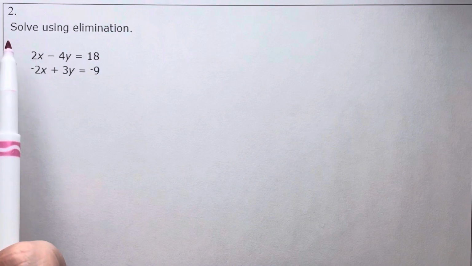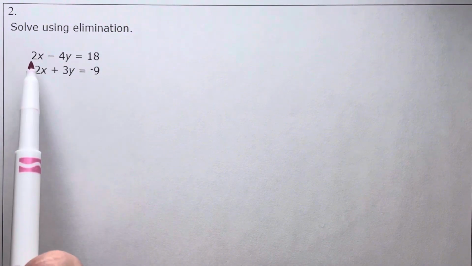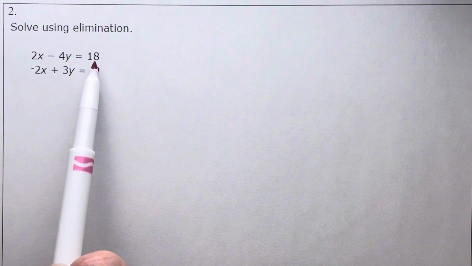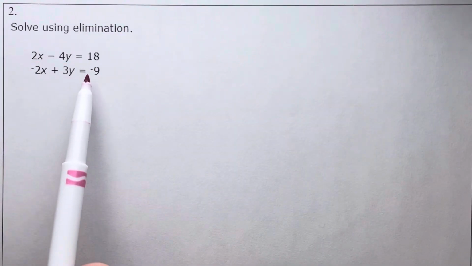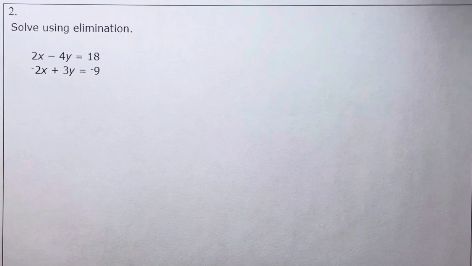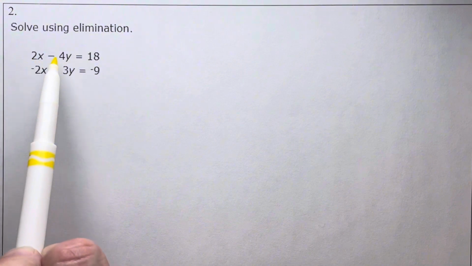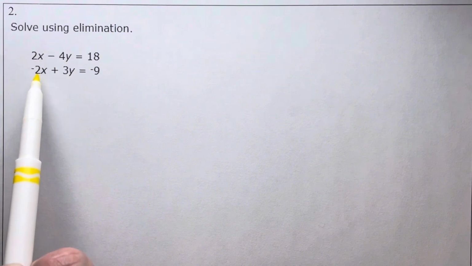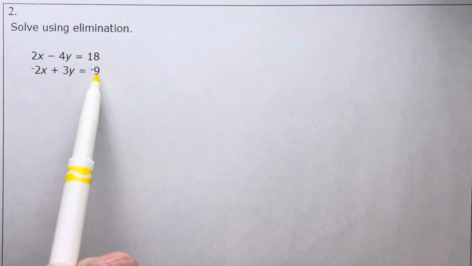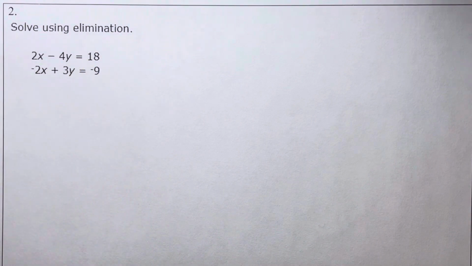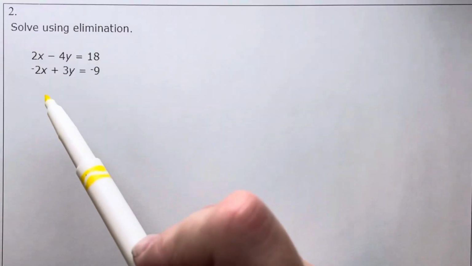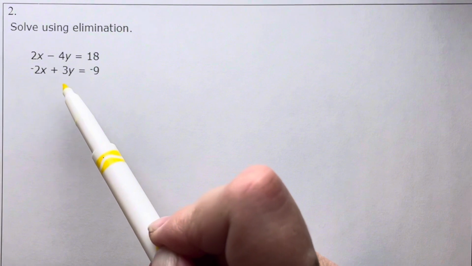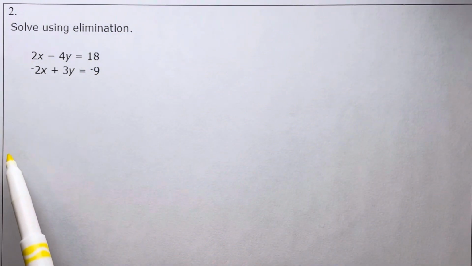Example 2. We're going to solve the system using elimination, where 2x minus 4y is equal to 18 and negative 2x plus 3y is equal to negative 9. So let's start by looking at our equation structure. We see that both of these equations are set up in the standard format. They are in the exact same order of ax plus by equals c. And that's really important, very helpful. The second thing we need to do is to determine which variable has the same number in front of it, but one is positive and one is negative.